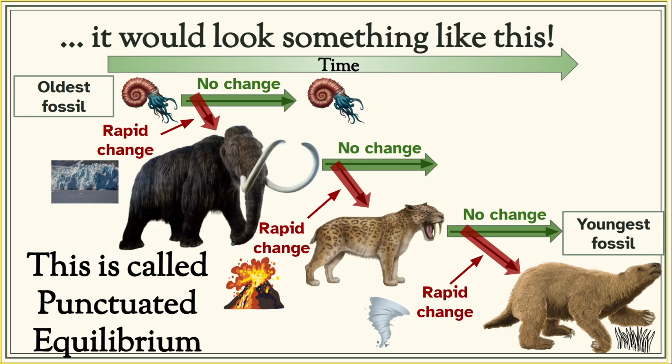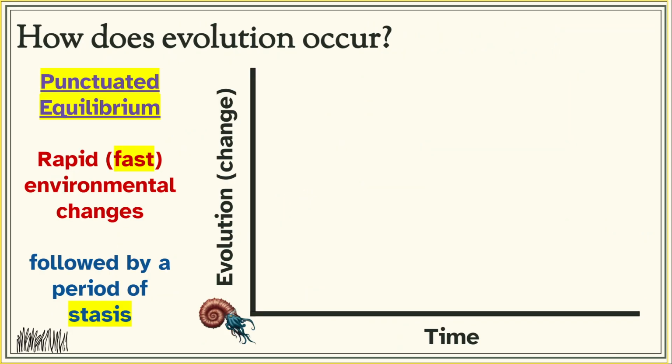So whenever you see these type of lines, that's called punctuated equilibrium. So what that means is we're punctuating our equilibrium. Equilibrium means there's no change. Punctuated means we're seeing a change. So punctuated equilibrium is usually shown with fast change followed by stasis, so no change. So it's fast, slow, fast, slow, fast, slow.